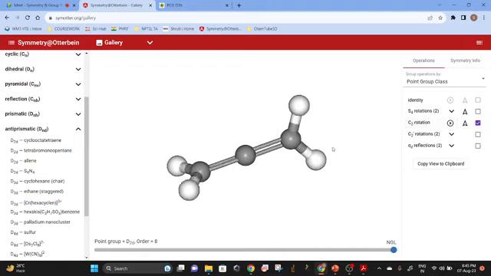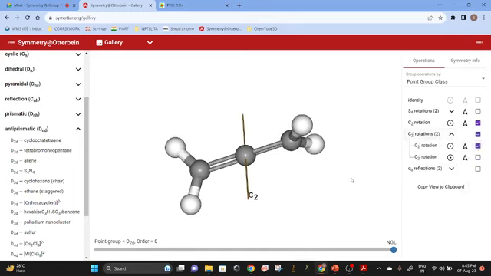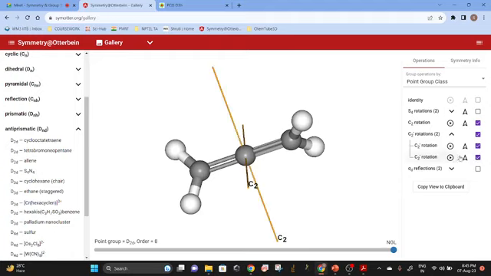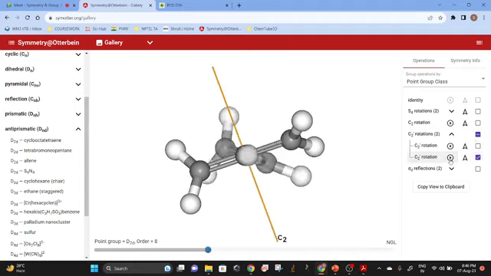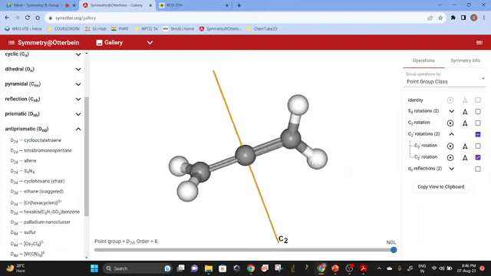Okay, this is in excess. It has extra C2s because the substituents are the same, but for us the positions of those substituents are different. I think this C2 is there. Yes, this one. Like this we have to put a C2.